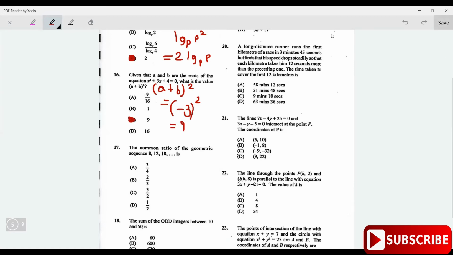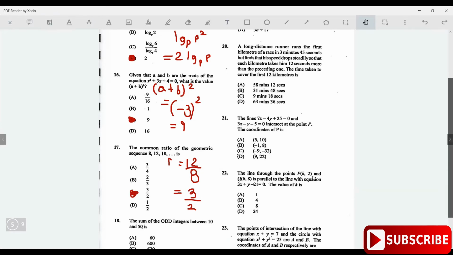Easy. Solved. Next question. Find the common ratio of this sequence. The common ratio R is T2 divided by T1. So it's 12 divided by 8. Well, 4 into 12 is 3 times, and 4 into 8 is 2 times. That's 3 over 2. 3 over 2. Solved with a capital T.